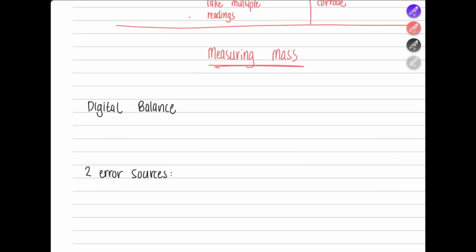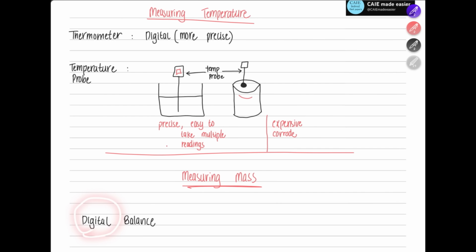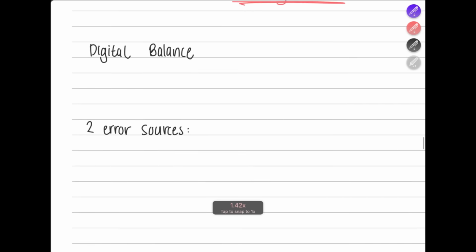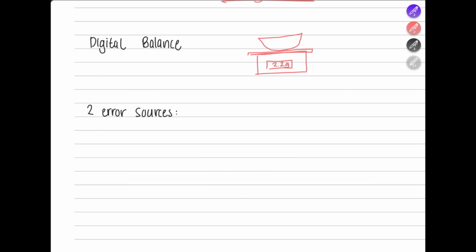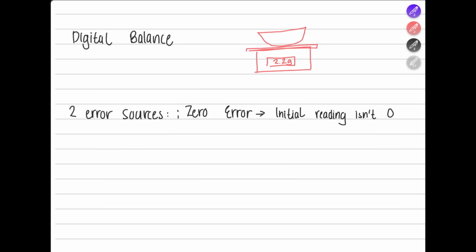So the most common method of measuring mass is a digital balance. Remember, this balance, just like a digital thermometer, provides us more precise readings. Now there are two sources of errors. First of all, you can have a zero error, so the initial reading is not zero. Another source of error is measuring before you get a constant reading.